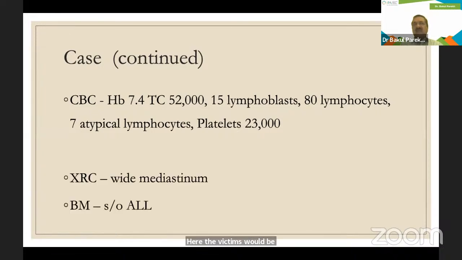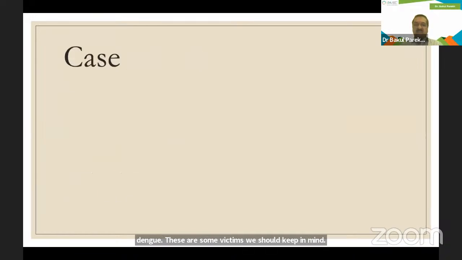So the dictum should be: any case which appears like tuberculosis but doesn't behave like tuberculosis, think of lymphomas or leukemias or any blood problems. Or whenever there is a case of measles and it doesn't behave like measles, think of rickets. A child who looks like enteric fever but doesn't behave like enteric fever, think of brucella. A child who looks like dengue but doesn't behave like dengue, think of chikungunya. These are some dictums we should keep in mind. It may help you in your clinical practice.